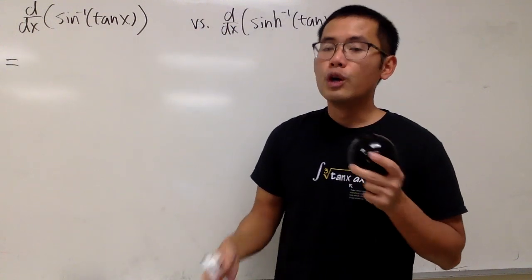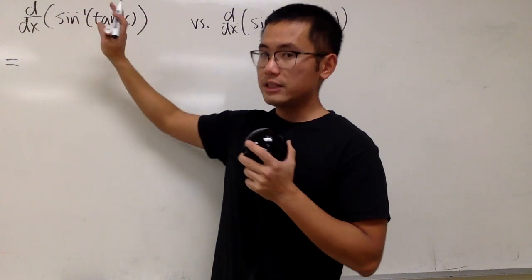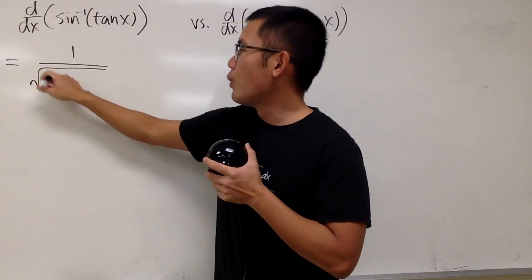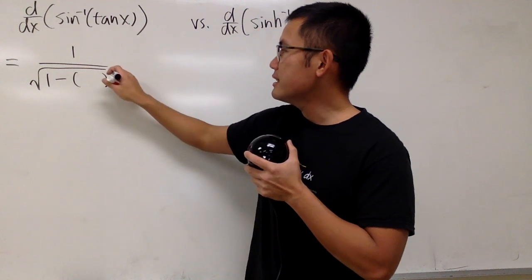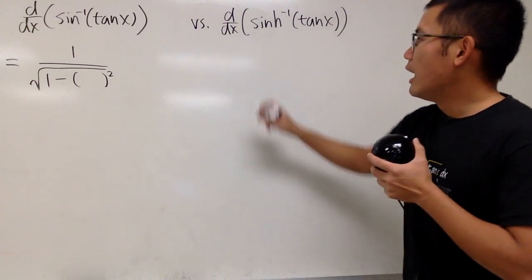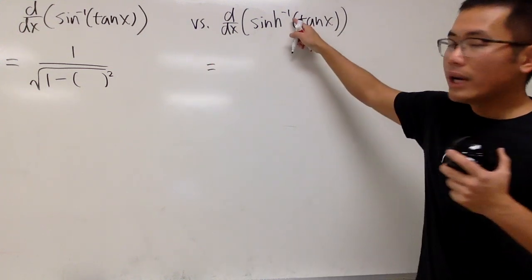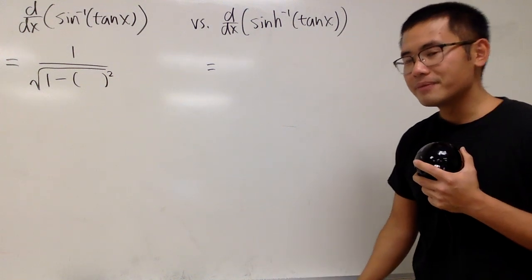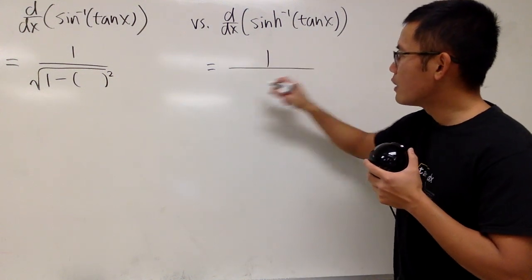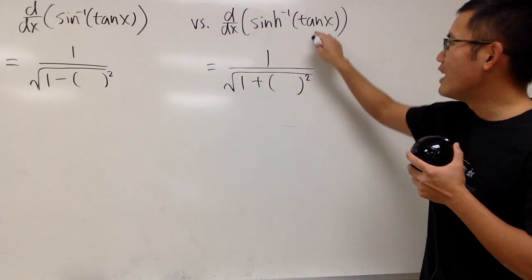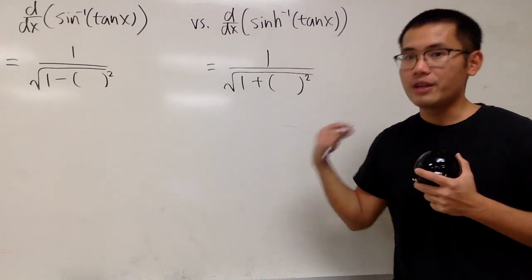Well, you have to remember this. Whenever we differentiate inverse sine, we get 1 over square root of 1 minus whatever the inside is, and then you have to square that. So this is the usual form, right? On the other hand, if we differentiate inverse sinh, the hyperbolic version, we get 1 over square root of 1 plus whatever is inside, and we have to square that right here.